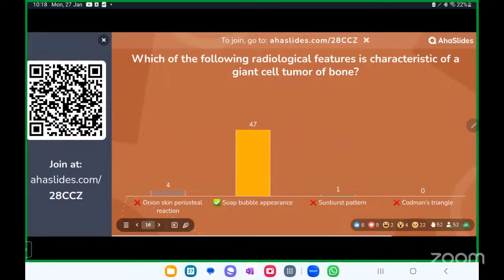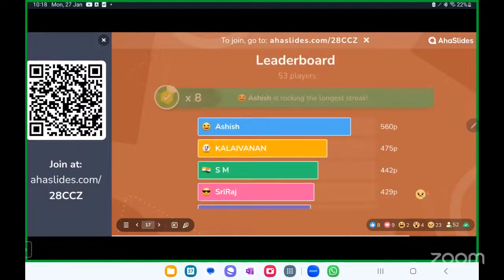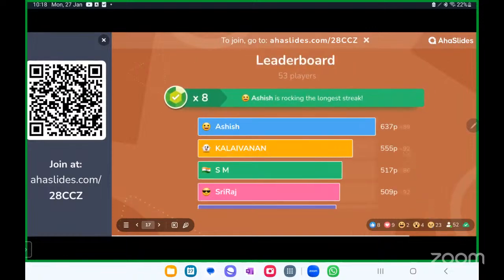Onion skin periosteal reaction, I think it's in Ewing sarcoma, right? Yes, sir. Ewing sarcoma. Sunburst and Codman angle both are for osteosarcoma. Yes, I'm happy that my ortho knowledge is still intact despite being in pediatrics.